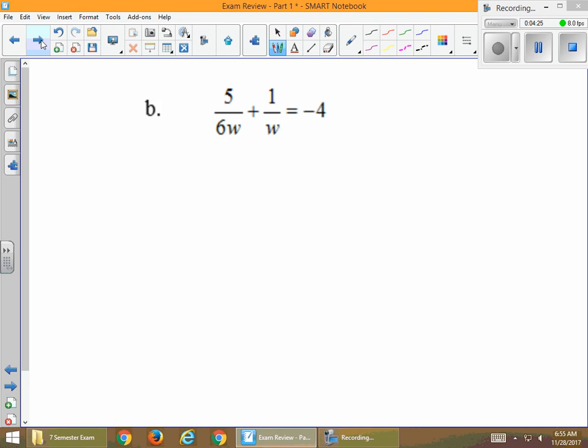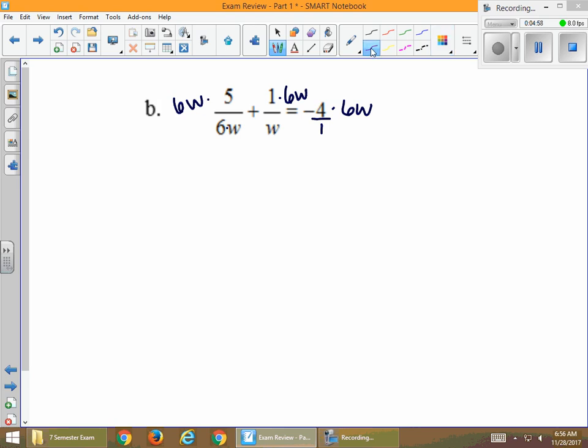All right, so let's do another. I'll do B and the next problem for you as well on this video. They're all similar. B is actually a little easier. You have 6 times w as your most complicated denominator. So if we multiply everything by 6w, that will get rid of all of the denominators. Again, we can do that because we have that equal sign. Whatever we do to one side of the equation, we are doing to the other.